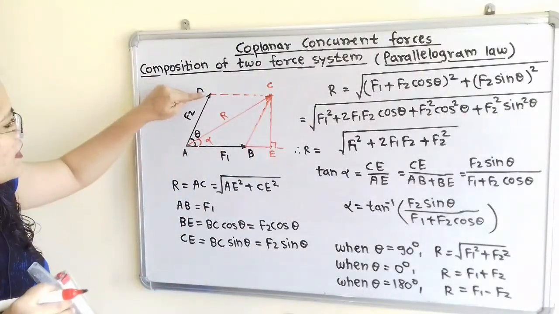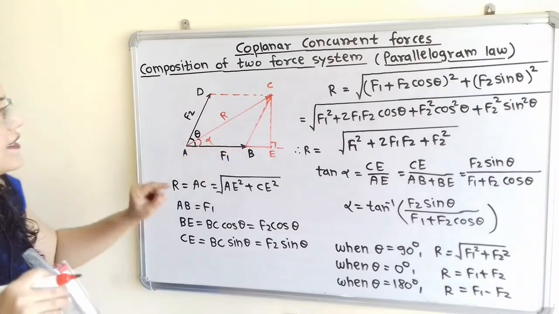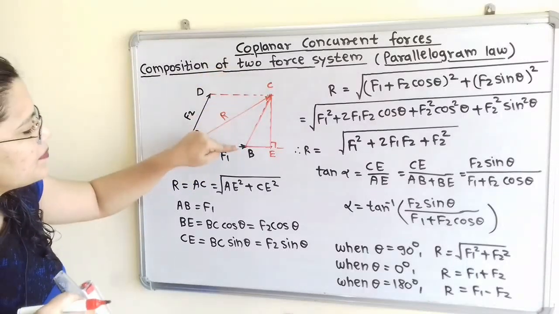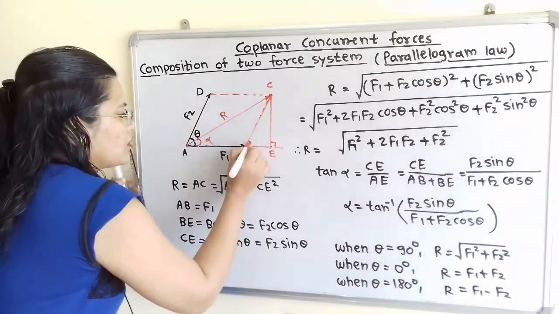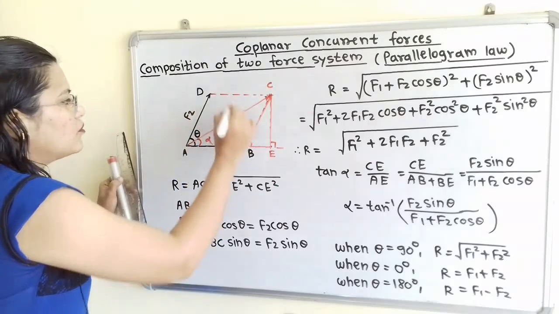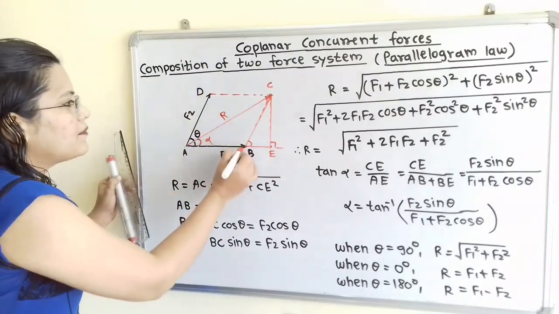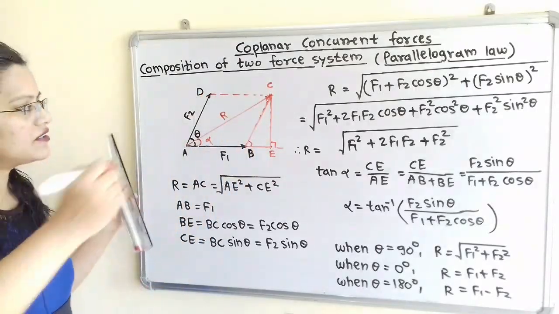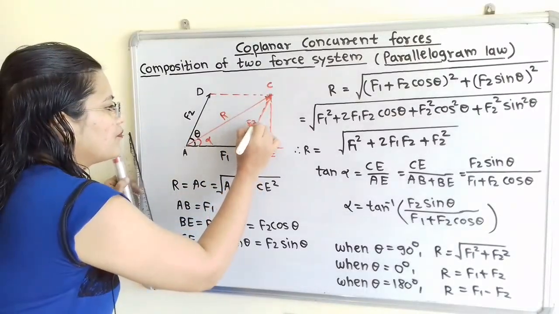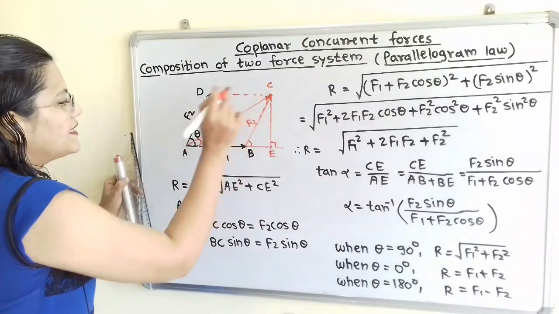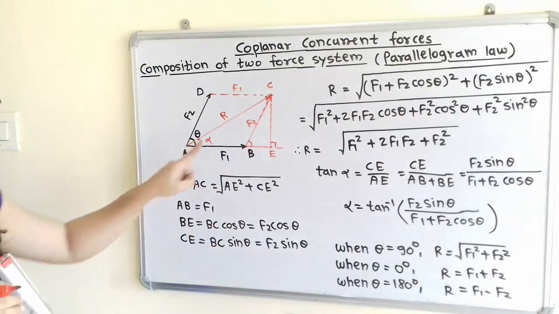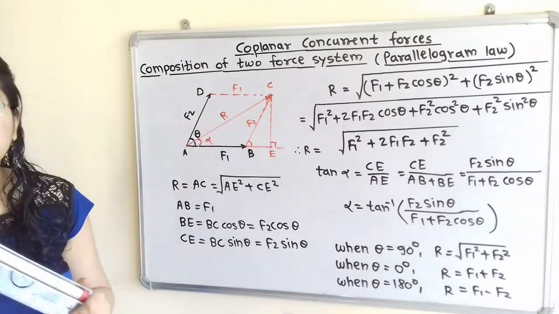If we observe, angle DAB is equal to angle CBE, because this is the extended line AB, and this F2, that is the lines AD and BC, are parallel to each other. So this line BC indicates the force F2, and this line DC indicates the force F1. Now how to find out the resultant R?